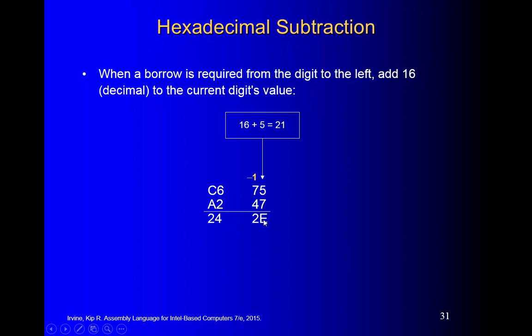E. E means 14. So you borrow 16, add with what you have, that's 5, that's 21, 21 minus 7, you have 14 left over, that's E. So 7 minus 1 minus 4, you have 2 left over. 6 minus 2, that's 4. And we have C minus A. C is 12. 12 minus A, 10, that's 2.